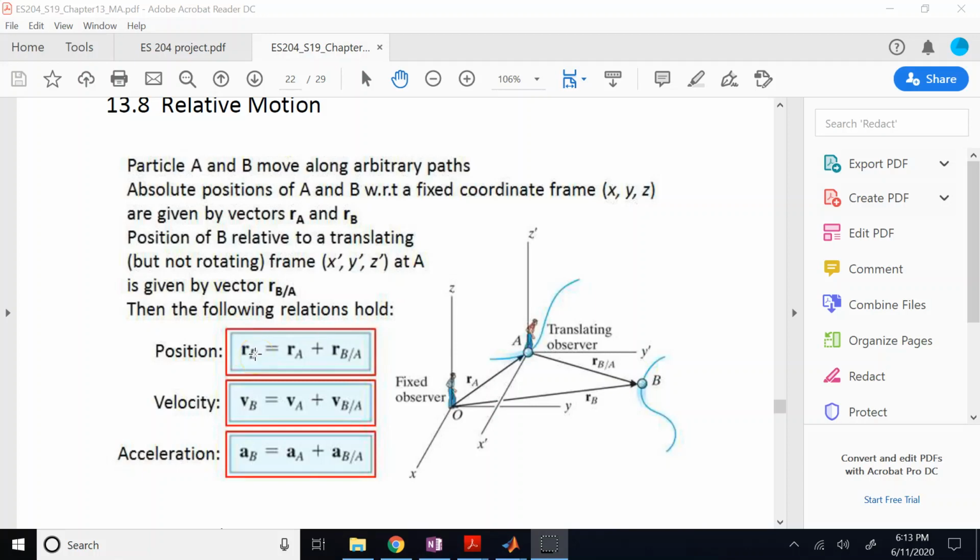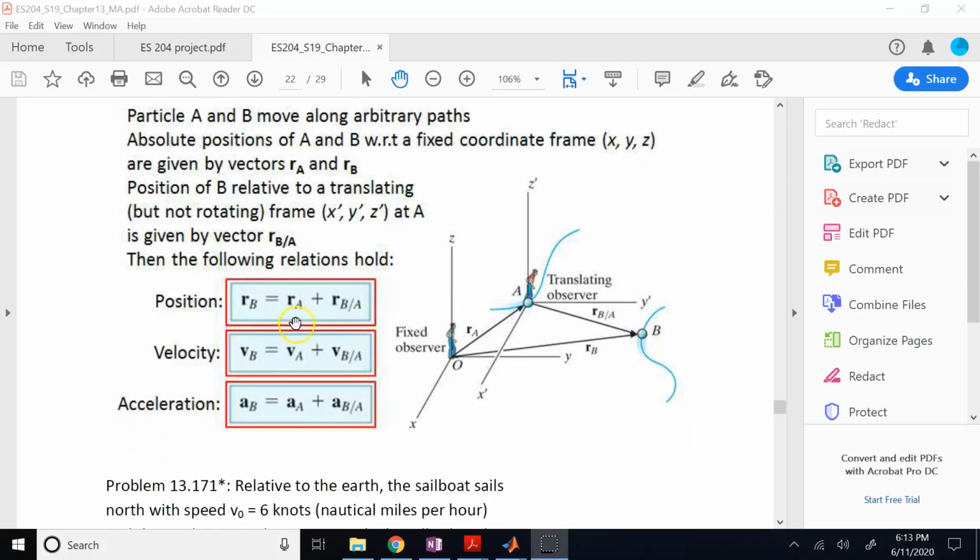So position is quite straightforward, but now we can take a time derivative of the first equation and we get what? The velocity of particle B as observed by me, fixed at O, is the velocity that person A measures for B plus the velocity of A itself with respect to me. Another time derivative gives the relative acceleration formula.